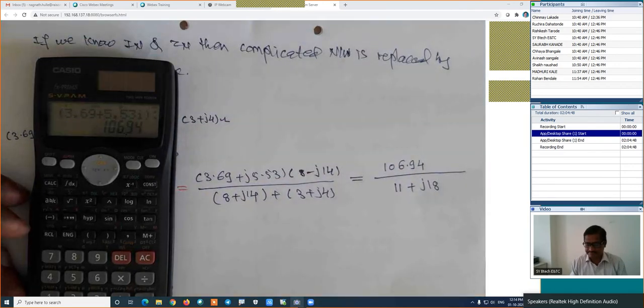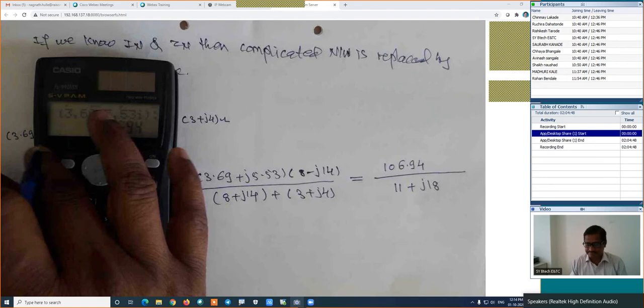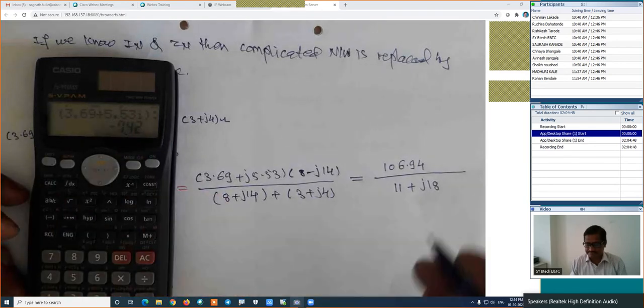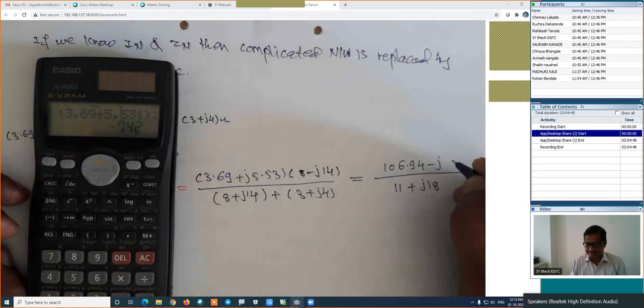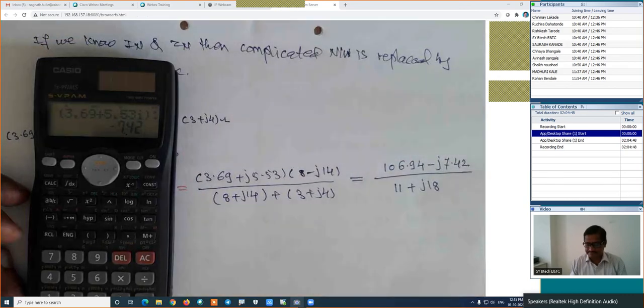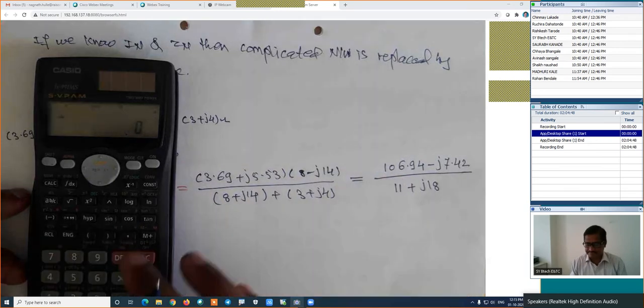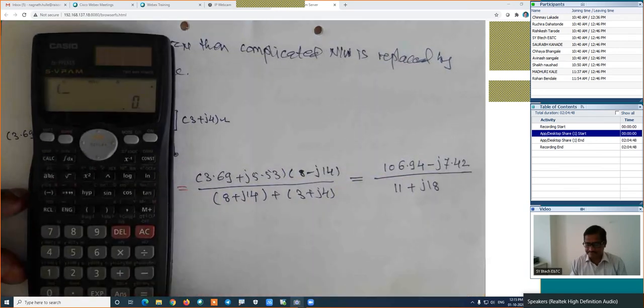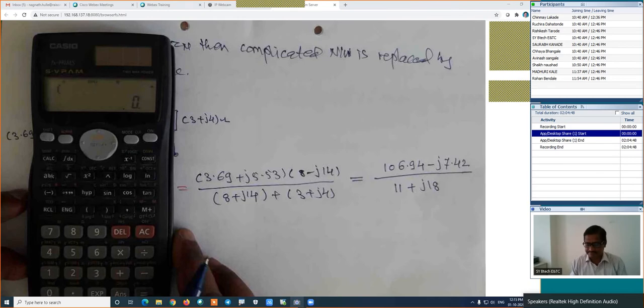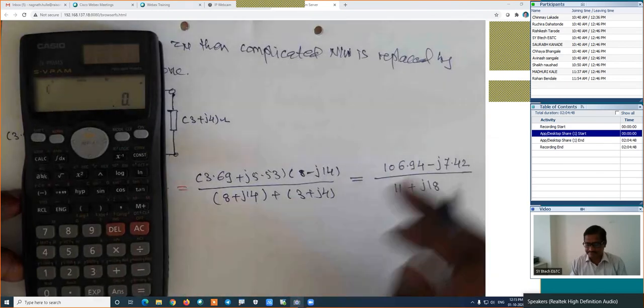Is it right? 106 is the real part. And how much is the imaginary? Shift of is equal to, that is minus j7.42. I will repeat this calculation because this value seems a bit too large to me. Yes, somewhere it is wrong. I will repeat this calculation.